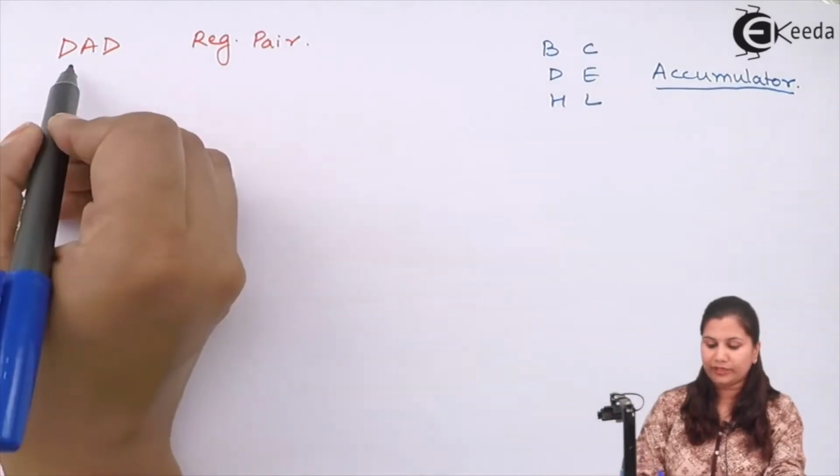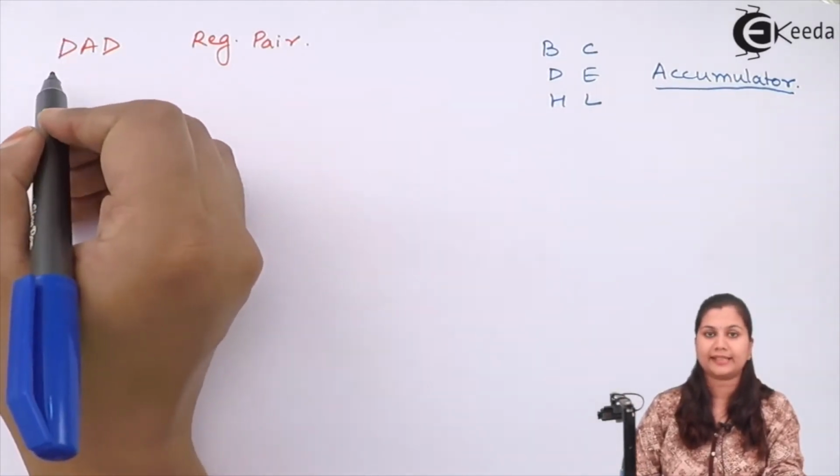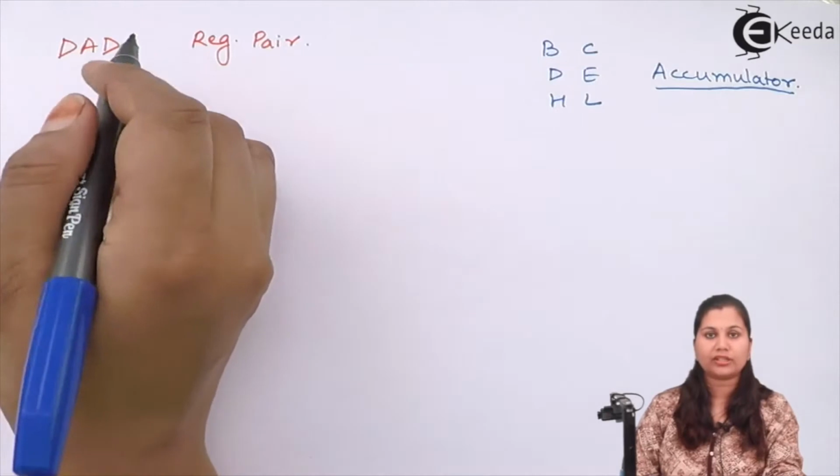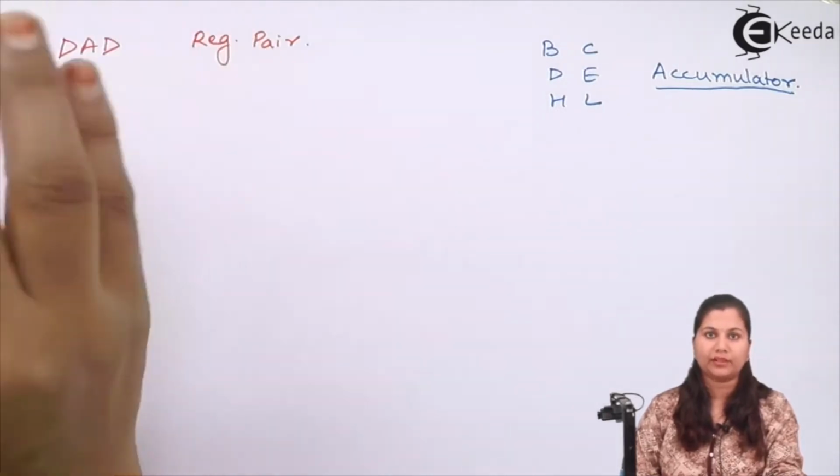But in 8085 this instruction DAD is an exception. This instruction adds two register pairs. Okay.